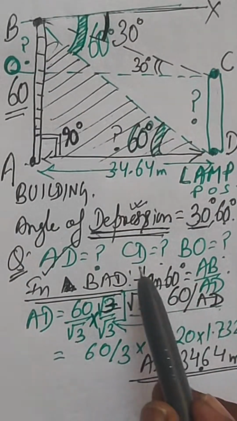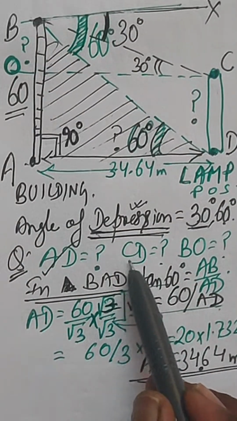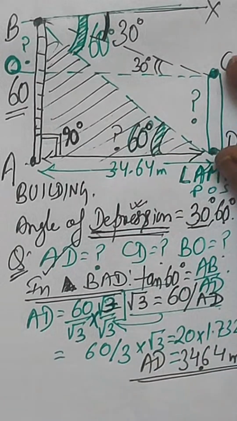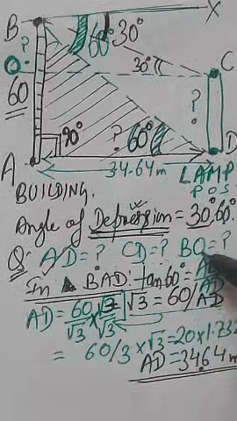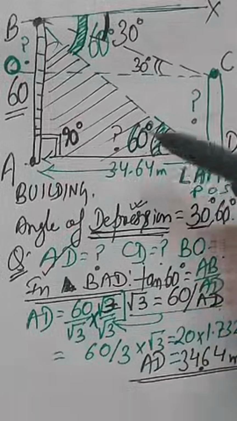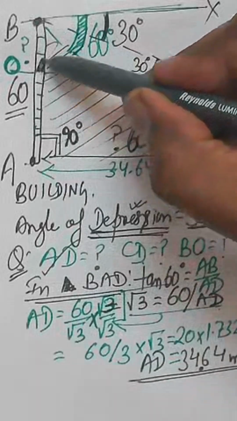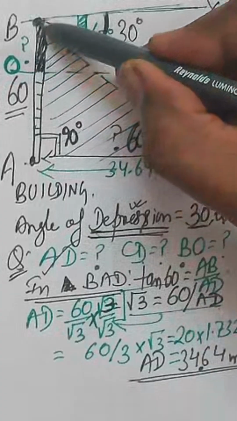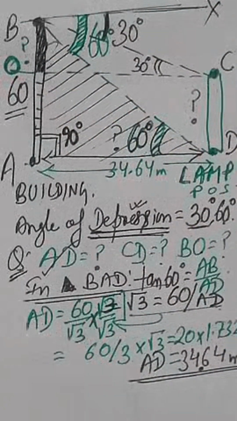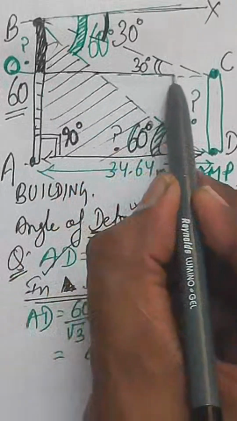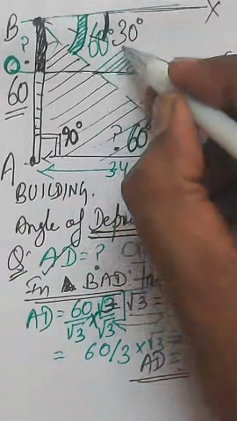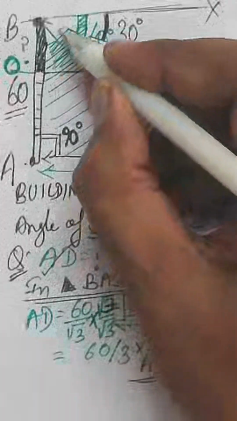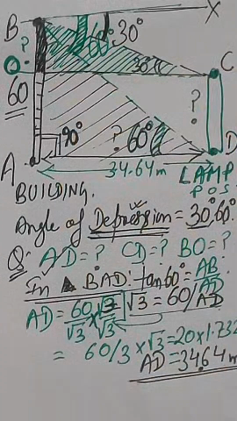Now we need to find the length of CD. What is the length of CD? That is the tower height. Before calculating this, it's easier to find BO. Why? Because BO is this part. This is BO, and BO is a part of this triangle. Which triangle? This one, the smaller triangle. Are you able to get it?